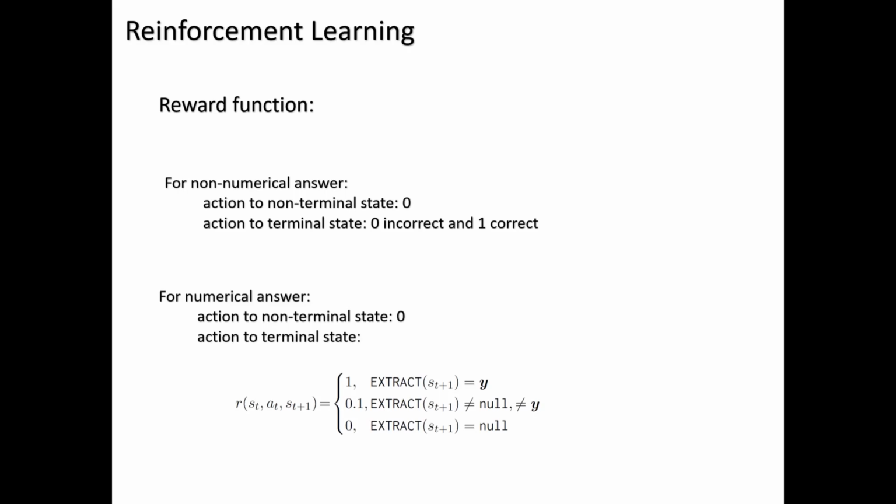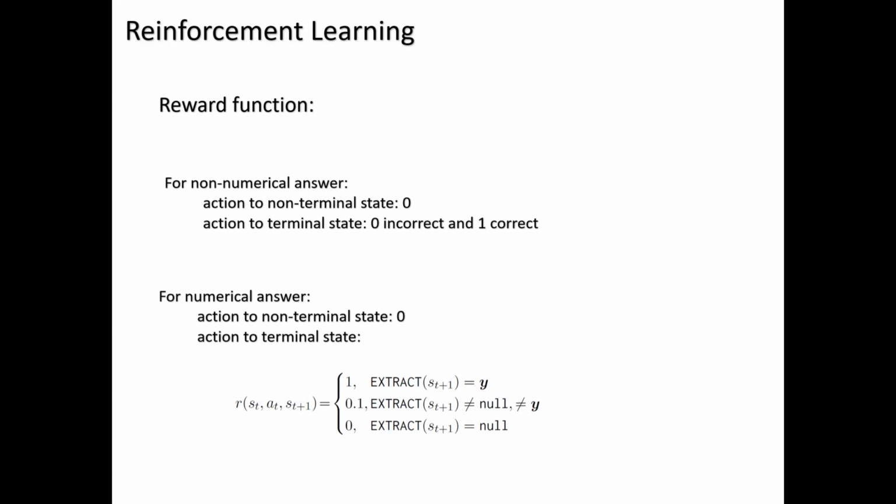For numerical answers, since the answer can be closer or further from the correct value, the actions leading to terminal states are rewarded on a scale from 0 to 0.1 to 1. As long as the answer can be extracted from the next state, then it receives at least 0.1, and if the answer is correct, it receives 1. So this encourages the model to produce a final answer rather than no answer at all.